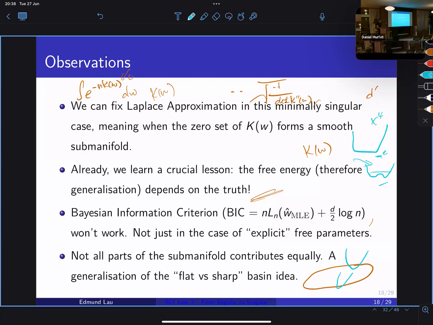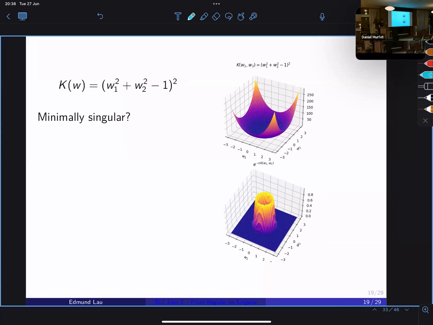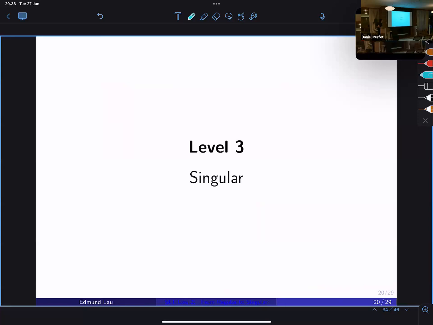But I would tentatively say that it is spiritually related first to transversality. I need to sit down and check conditions. Okay, this is another, perhaps just eye candy, minimally singular case, where this is the Mexican hat potential. But I'm going to skip that and go to the final level.